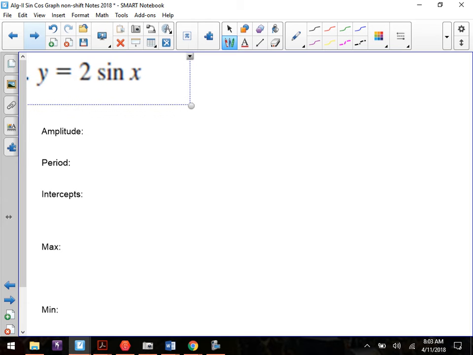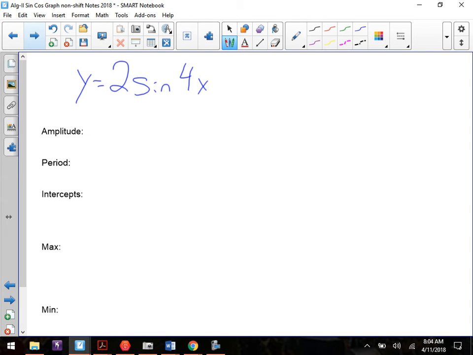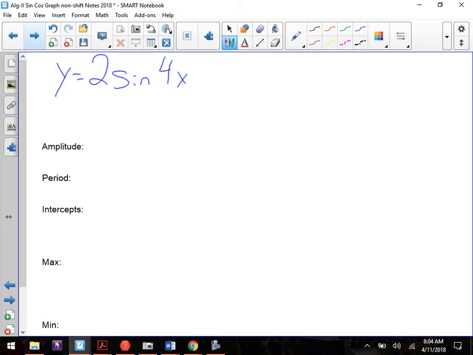So let's do this. Let's do y equals 2 sine of 4x. We're going to graph this. And what I like to do here, whenever I'm graphing sines, cosines, tangents, and when we get to shifted ones also, just like we did before whenever we had parent and shifted functions, the more info we write out first, the easier it'll become later. Okay?